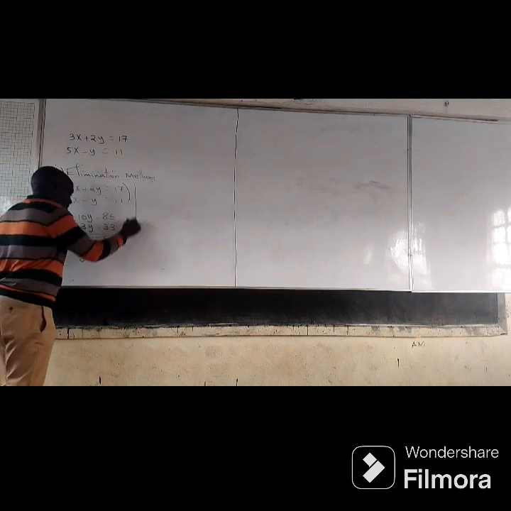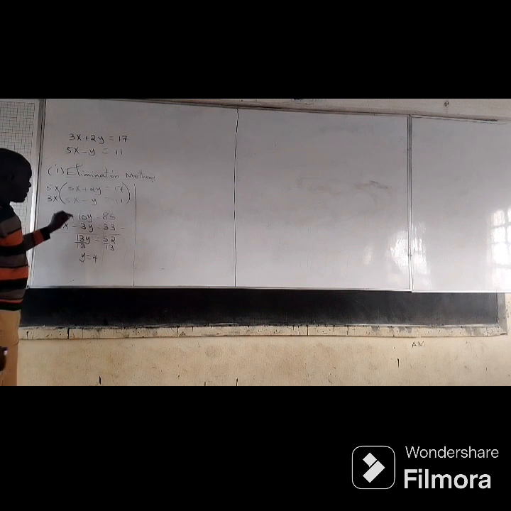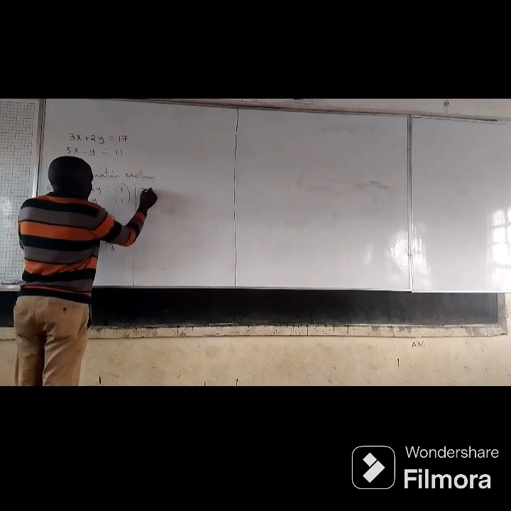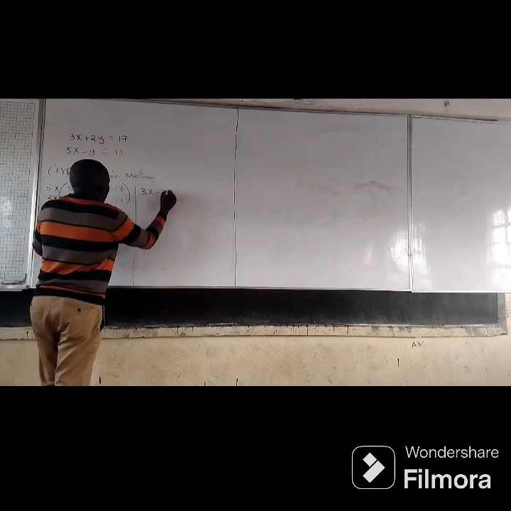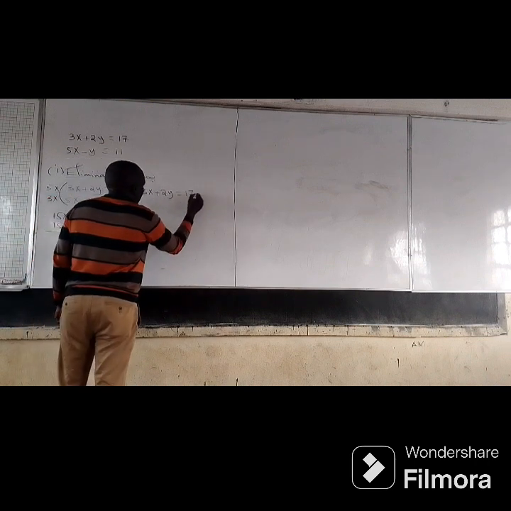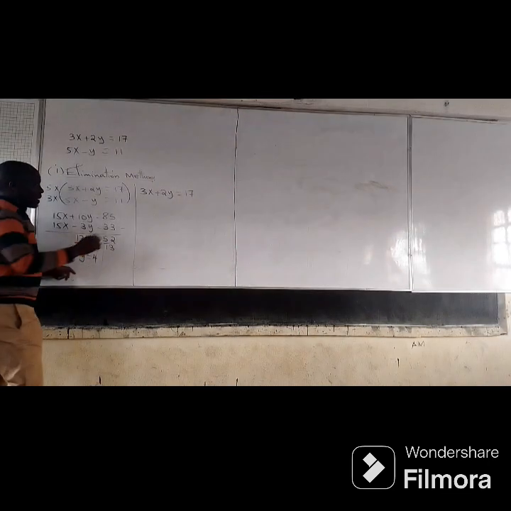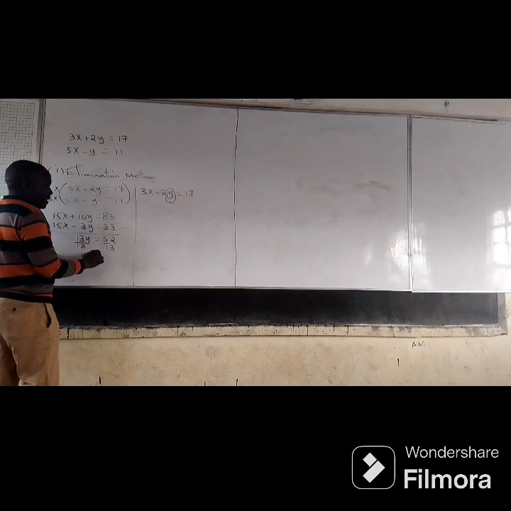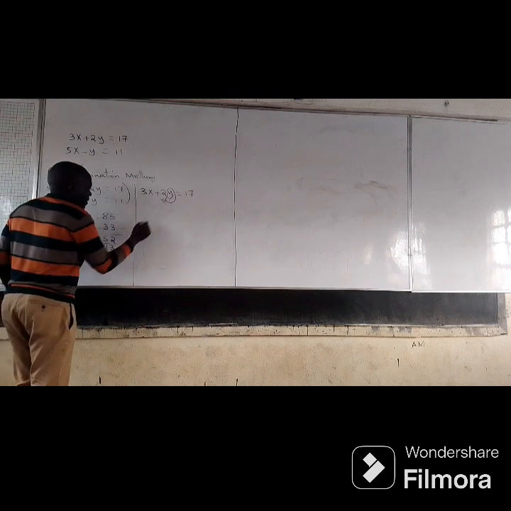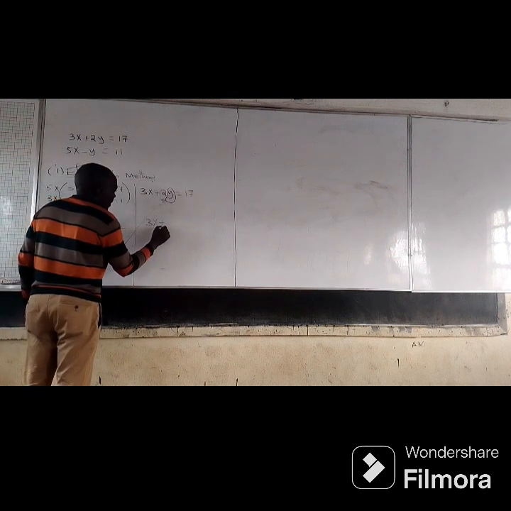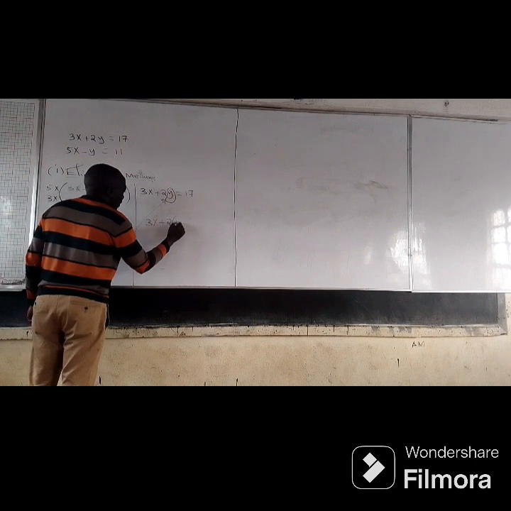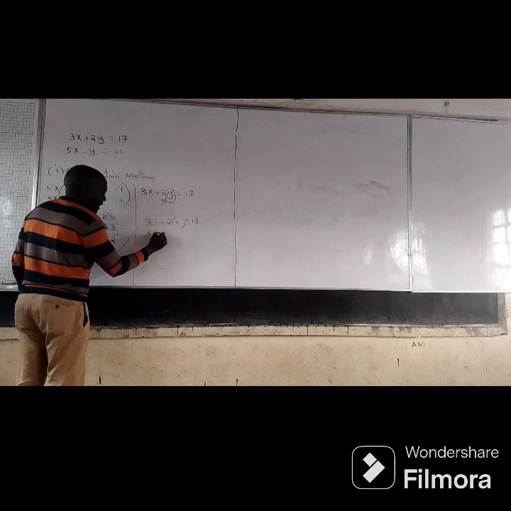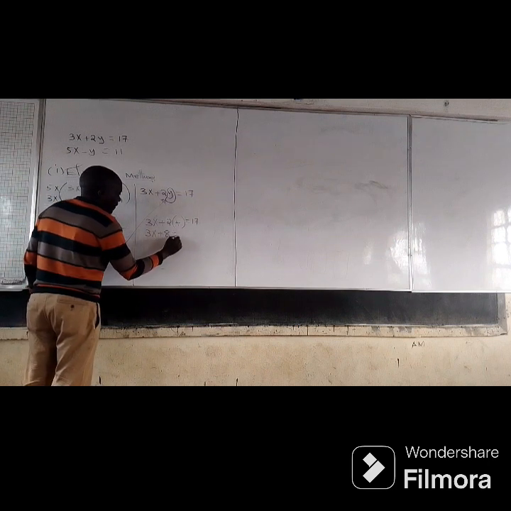After getting the value of y, we can now find the value of x by using one of the original equations. We can use 3x plus 2y equals 17. We substitute for y because we have the value of y. So we substitute this 4 here so that we have 3x plus 2 times 4 equals 17. This is the same as 3x plus 8 equals 17.